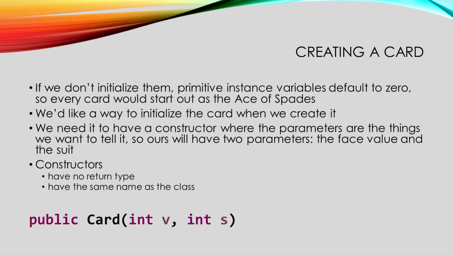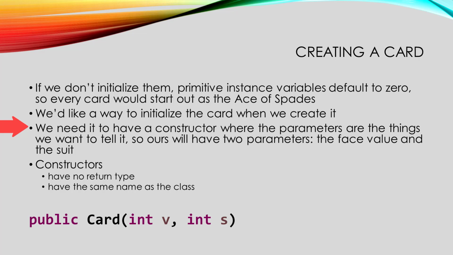We've thought about what cards need to know and what they need to do. The next thing to think about is how are we going to create new cards? If we used the default constructor, every card would start with a face value and suit of 0. That would mean that every card would start as the ace of spades. That doesn't really make sense. We'd really like a way to tell a card its face value and suit when we create it, so we need to build our own constructor.